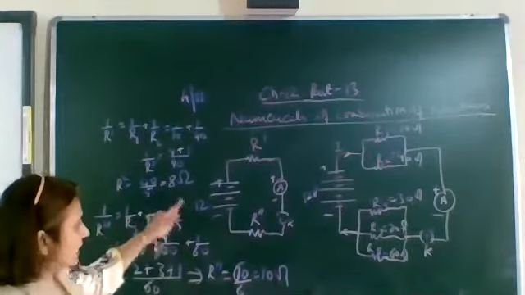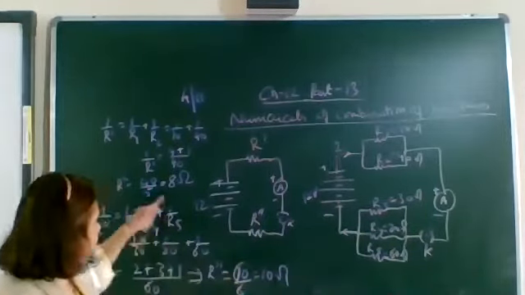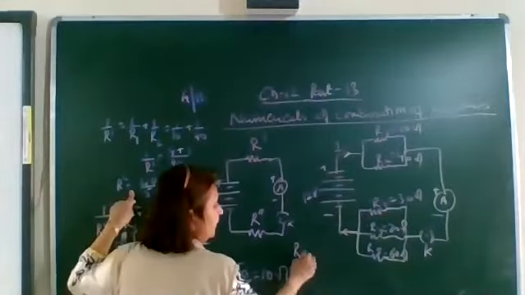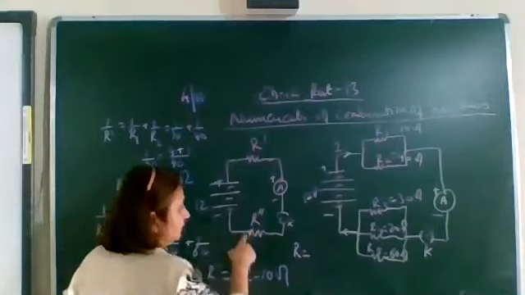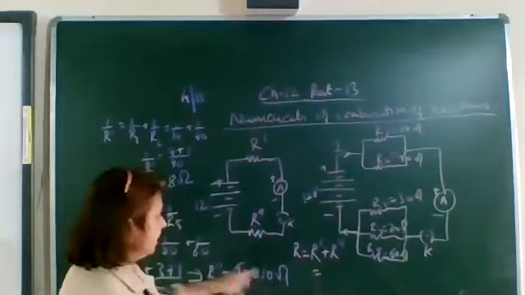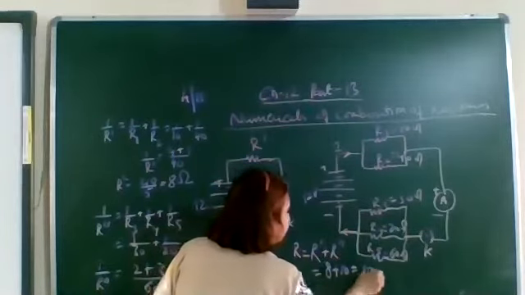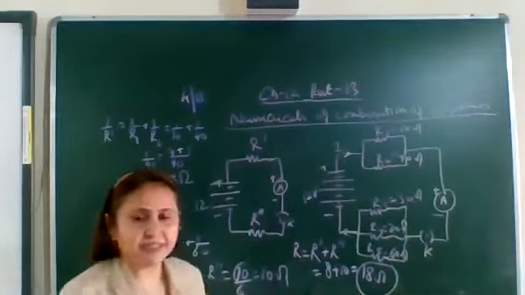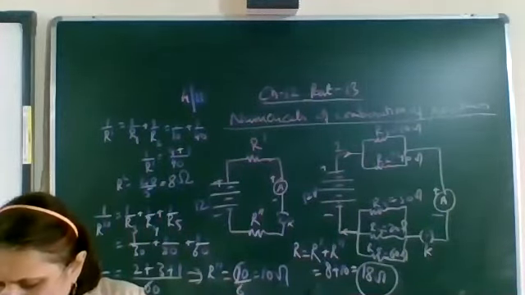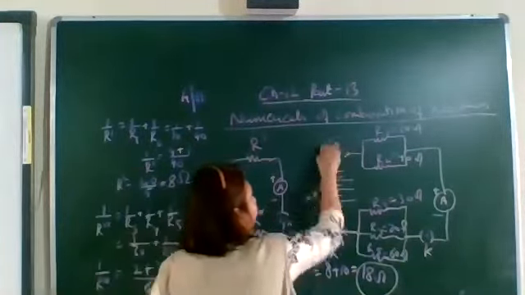Now R dash and R double dash, from this diagram you can see that they are connected in series. So the equivalent of the whole circuit, let it be R, will be the sum of R dash and R double dash because they are in series, that is 8 plus 10, which is equal to 18 ohms. So the equivalent resistance of the circuit is 18 ohms. This is the first part. Then the second part is the total current flowing in the circuit. We have to find out this current I.